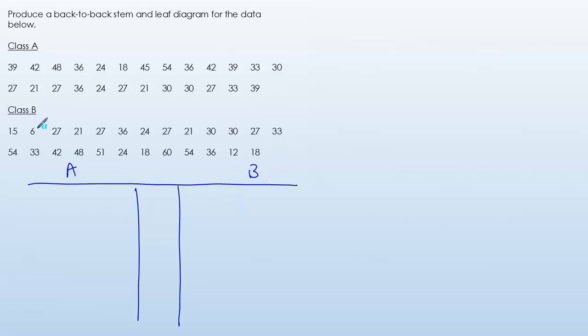So overall, the smallest value seems to be this 6, and the highest value is this 60, I think. Looking at the whole thing, I can always adjust later on. But that just gives me the stem. So 0, 1, 2, 3, 4, 5, 6. Now start putting the data in.